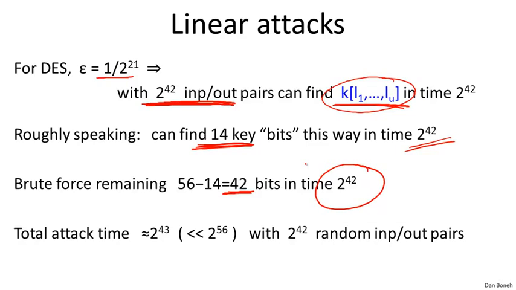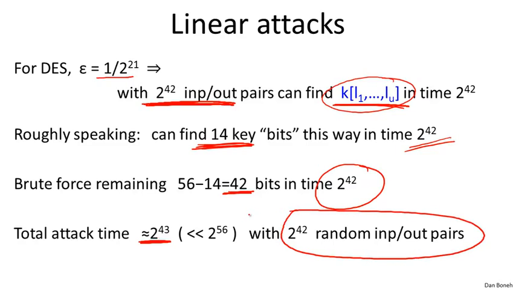So what's the total attack time? The first step of the algorithm to determine the 14 bits took 2 to the 42 time, and the remaining brute force search also took 2 to the 42 time. So overall, the attack took 2 to the 43 time. Now this is much better than exhaustive search. Within 2 to the 43 time, we broke DES, but of course this required 2 to the 42 random input-output pairs, whereas exhaustive search only required 3 pairs. This is a fairly large number of input-output pairs, but given such a large number, you can actually recover the key faster than exhaustive search.